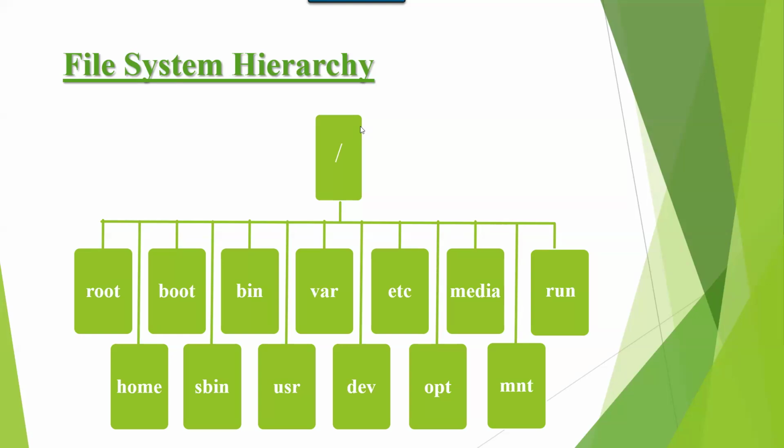So MNT contains which partition is linked with which directory. That information is maintained by MNT. Next one is run. Run contains external devices information and kernel information from RHEL 7. Up to version 6, boot contains the kernel; from version 7, run contains the kernel. Up to version 6, media contains external devices information; from version 7, run contains external devices information, removable devices information.